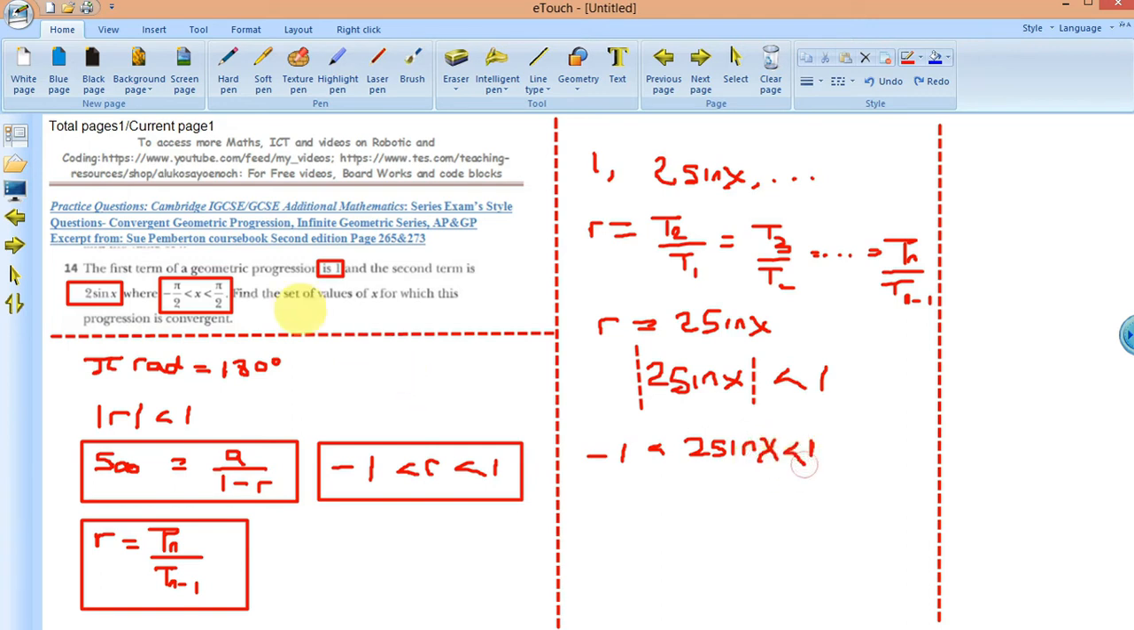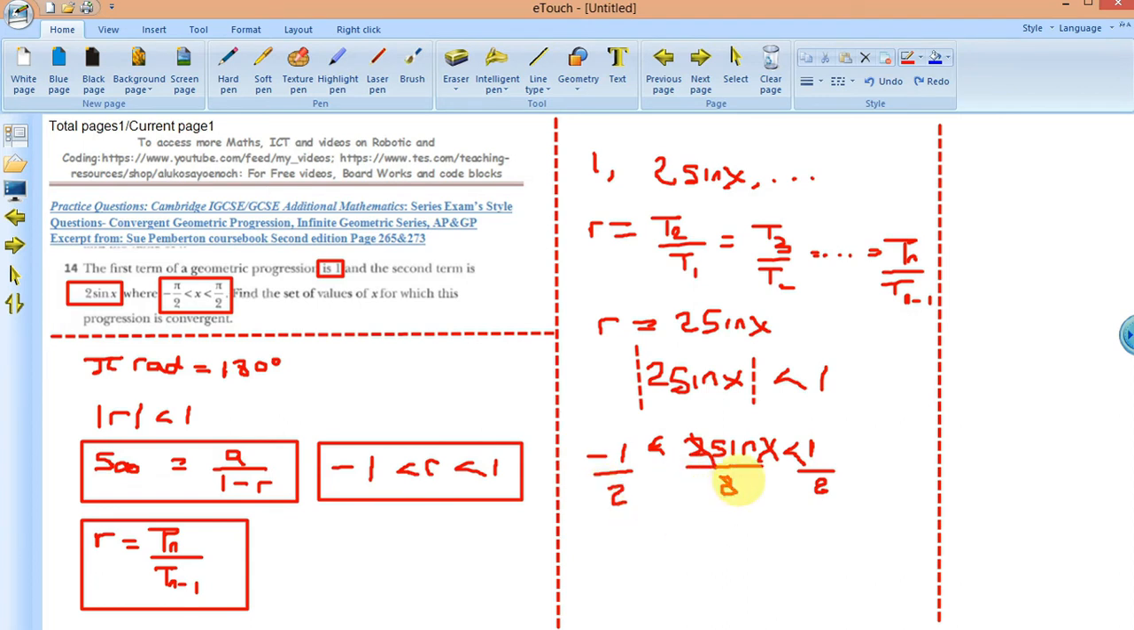So now we are looking for the set of values of x, meaning make x the subject of the formula. To make x the subject, we divide. Anything you do to the middle, you do to the left-hand side and to the right-hand side, because I just want to retain only x in the middle. So this will be gone, and I'm left with minus half and this.